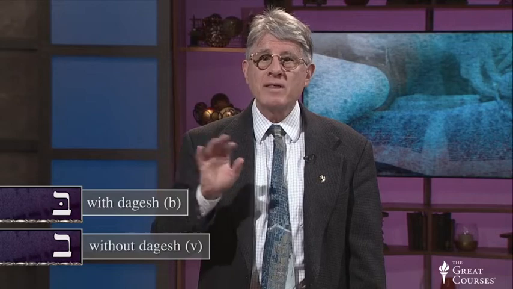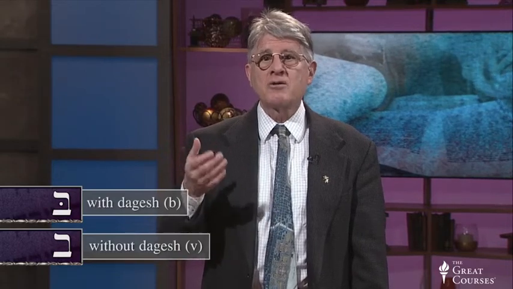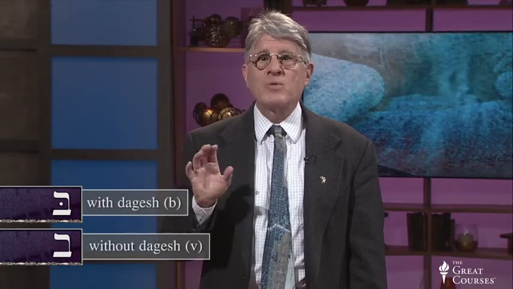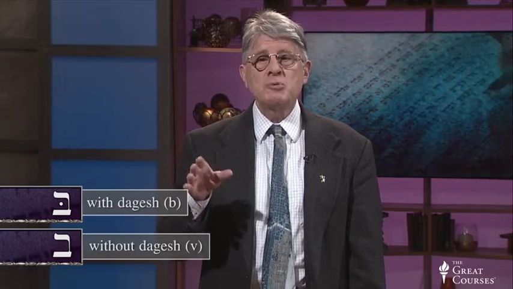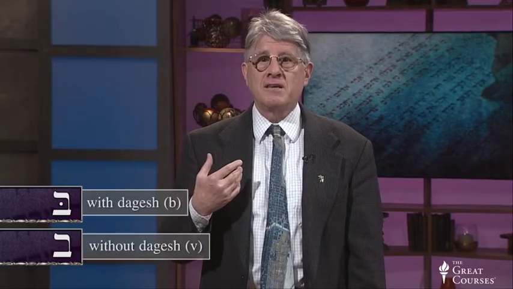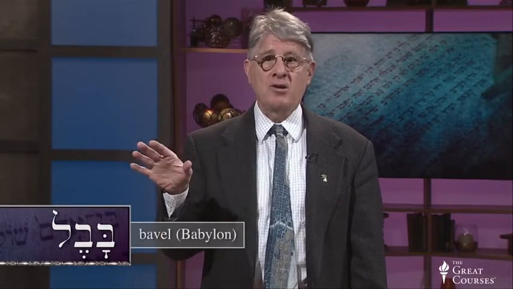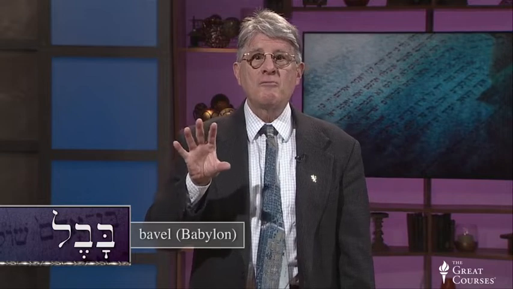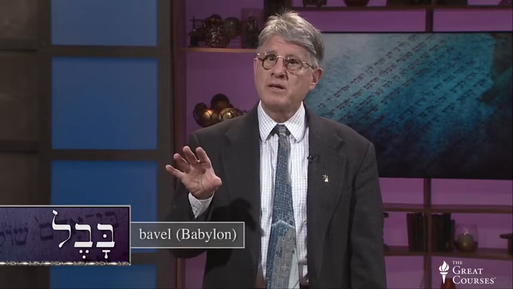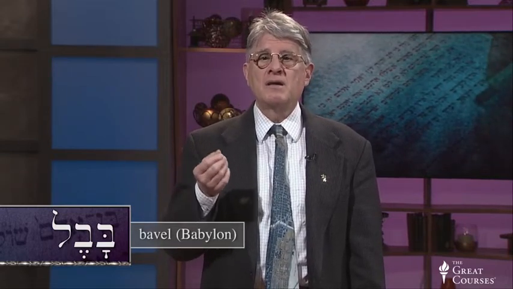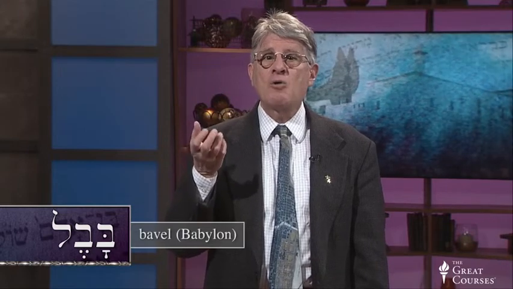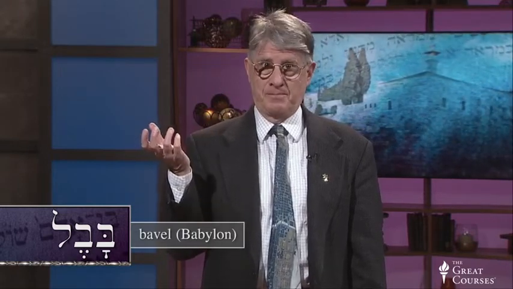A bet with the dagesh is pronounced like our letter B. A bet without a dagesh is pronounced like our letter V. So, Bavel, Babylon. The Tower of Babel in Genesis 11 is really, you guessed it, Migdal Bavel, the Tower of Babylon.